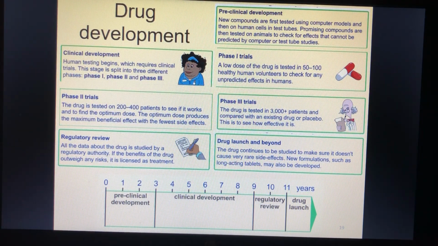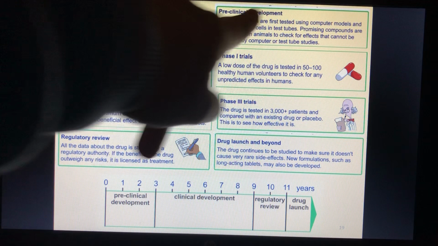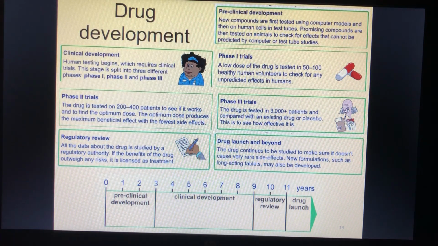And there are really 4 main stages to drug development. We're going to start up here with the preclinical development. This is the stuff that isn't involving humans, okay? So this is testing on human cells, testing on animals, and looking at computer models. What do we already know about the drug? That's called preclinical development. You can see on average it takes about 3 years for that stage.